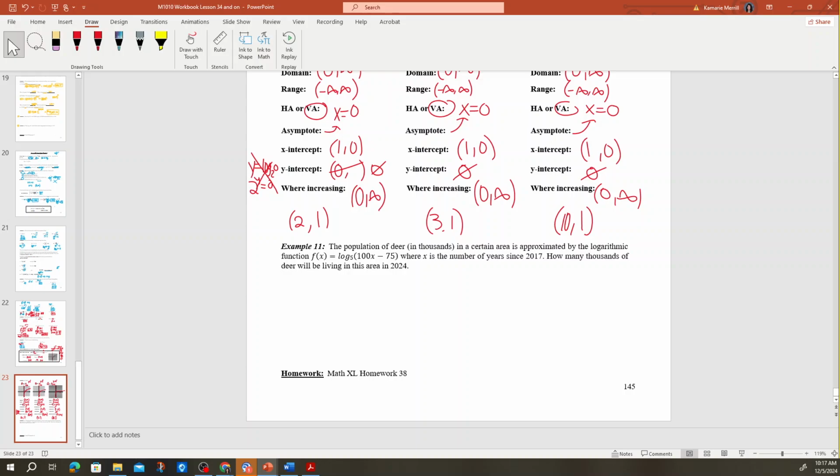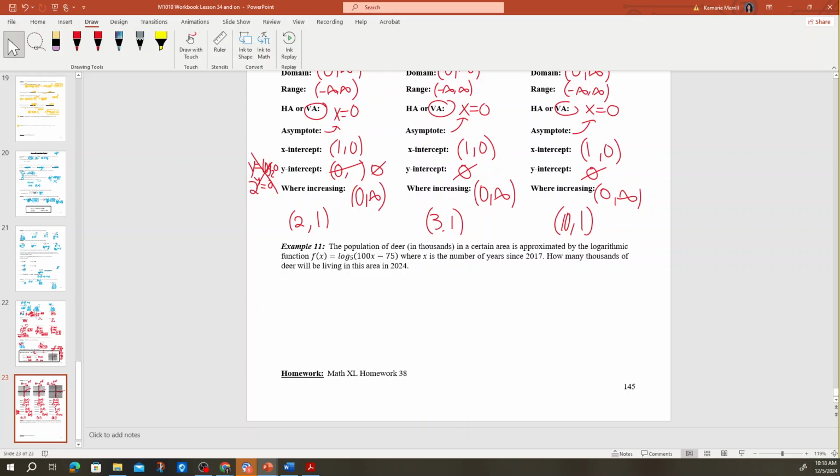Your honors courses, you guys probably mess around in your calculators. Taylor and Torres really do a good job, for those of you in honors, that if you're given a set of values, you can put values into a graph. We don't get to really do this in this class, but it's really nice to see a trend, and then you come up with the best fit line that shows you what's happening. So with populations, they can use exponents and logs to determine population trends. The population of deer follows this, where X is the number of years since 2017. How many thousands of deer will be living in the area in 2024?